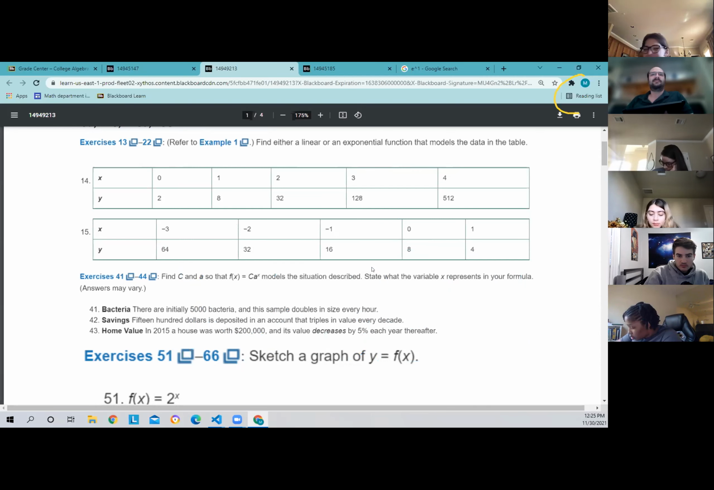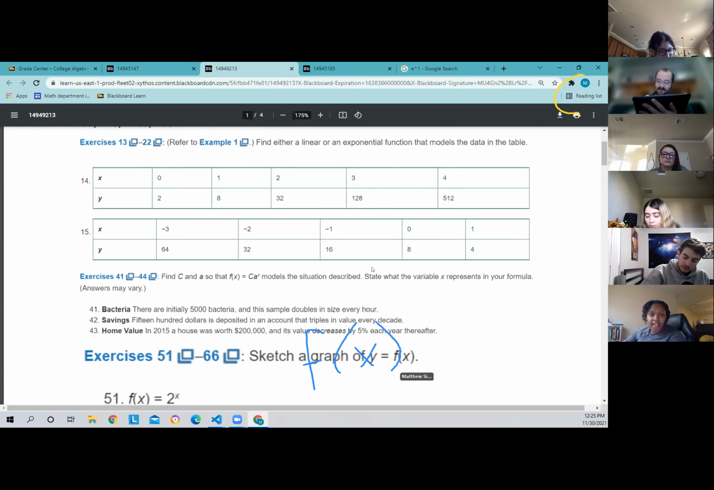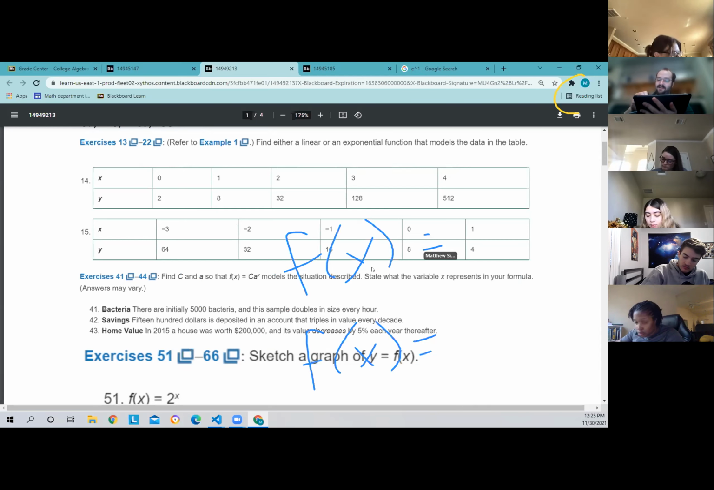41. Did we get this far? I bet y'all could tell me this anyway. I'm not sure. I tried working on it, but I'm not sure if I did it right. All right, f of x. I'm looking at something that looks like f of x equals c a to the x. And so I want to know what my c value is. I want to know what my a value is.